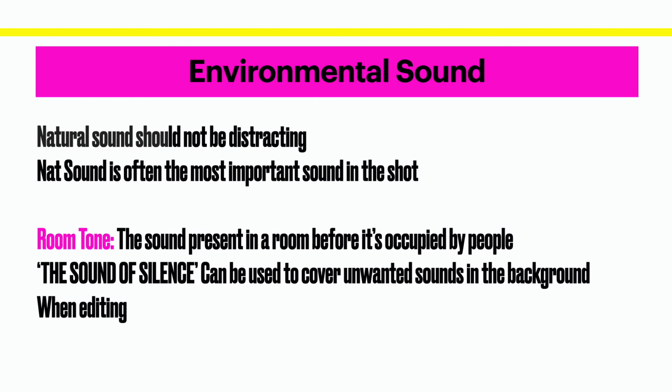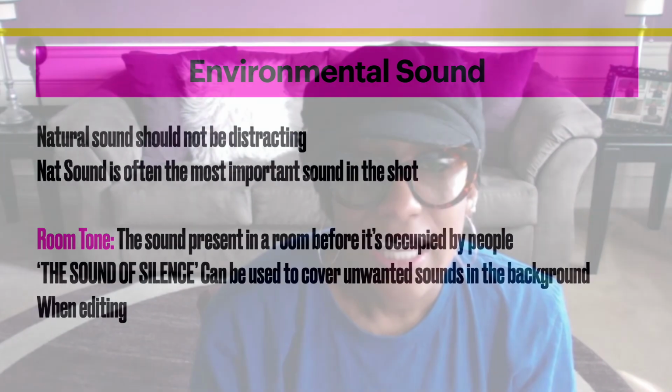Now, room tone is the sound present in a room before it's occupied by people. The sound of silence, when recorded without people in the room, can be used to cover those unwanted sounds in the background when you're editing. Now, when professionals go out and film, once they have all their equipment set up and they're ready to go, they clear the room and they record that sound of silence or that room tone. And it's very important for them because if they have filmed everything that they needed to film with their talent, once they get back into edit, if they notice that they have some unwanted sound, they're able to use that sound of silence or room tone that they recorded and cut out those unwanted sounds.